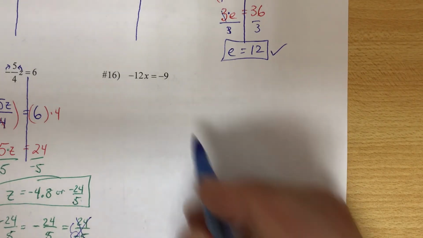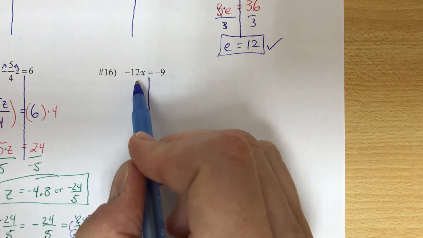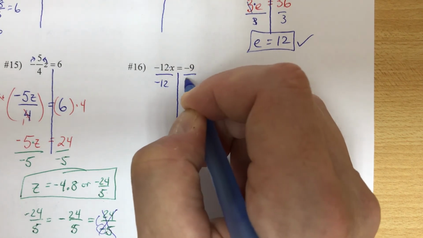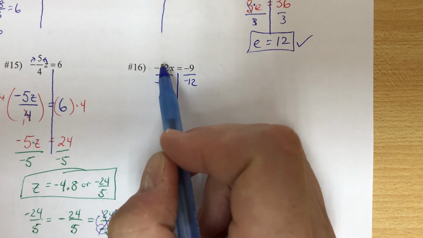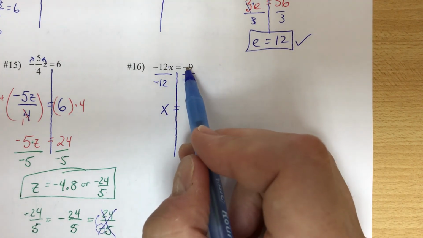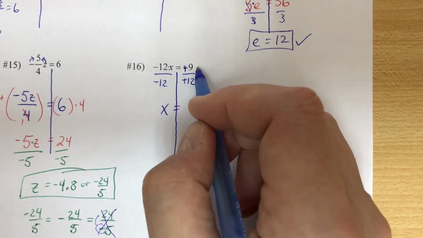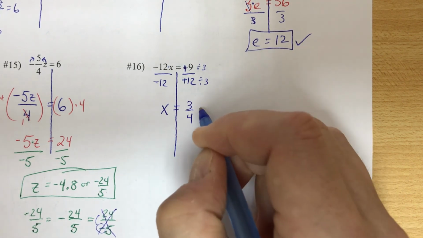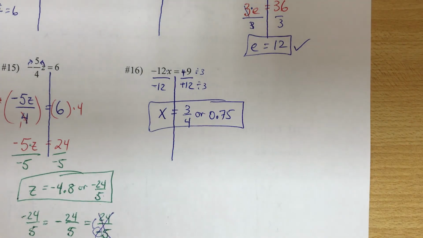And the last example here, we have negative 12 times x. So negative 12 is a coefficient. How do we undo multiplication? We divide. So we'll divide by negative 12 because a negative divided by a negative is a positive, and 12 divided by 12 is 1. So 1x equals negative divided by negative is positive. 9 over 12 we can reduce. We can divide those by 3 and we get 3 over 4. Or, as a decimal, is 0.75. That is also a good answer.